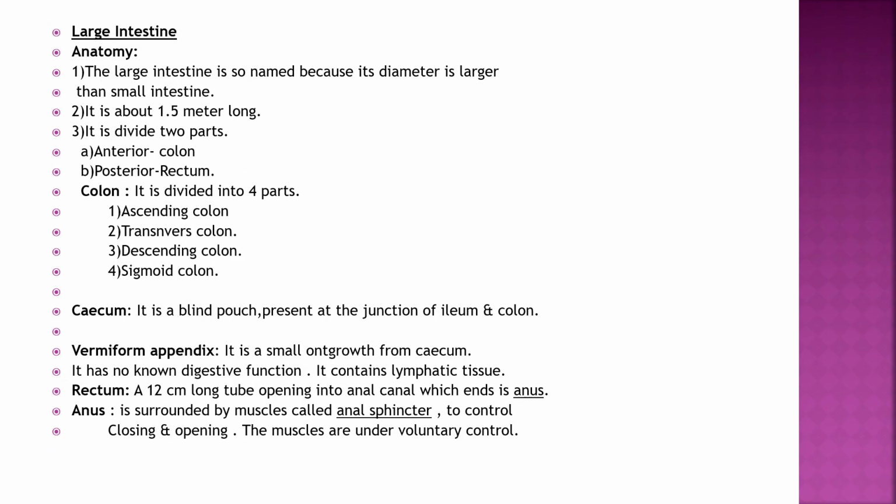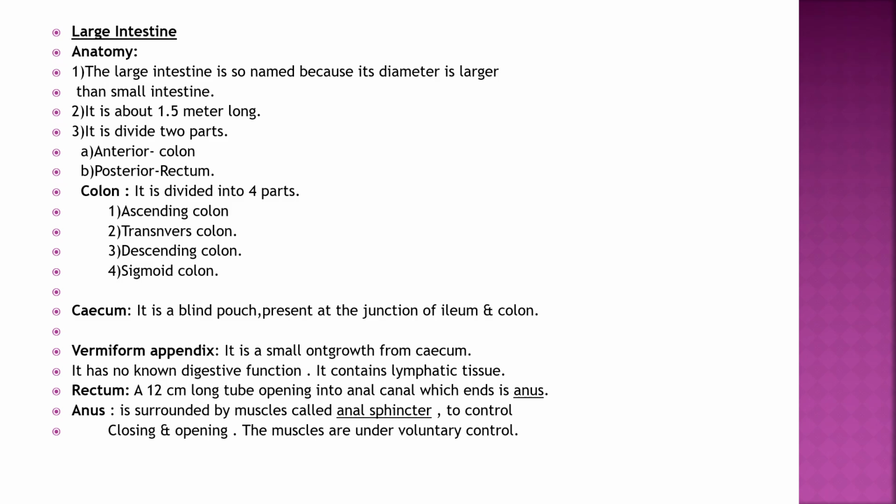The large intestine has parts like the colon, which is divided into ascending colon, transverse colon, descending colon and sigmoid colon, and then the rectum, and then the anal canal and anus. Mainly the large intestine is for the storage of the undigested food and then defecation, that is removal of the undigested food from the anus.